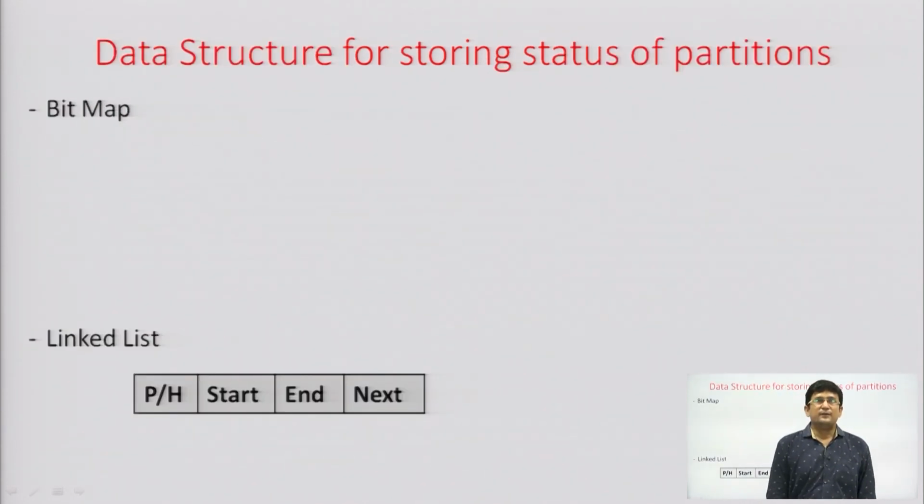Now, there are various data structures in which we should store the free spaces and the allocated space information. This can be stored in two data structures, bitmap and linked list. We will discuss this next time.